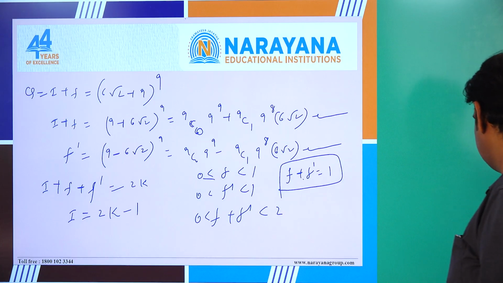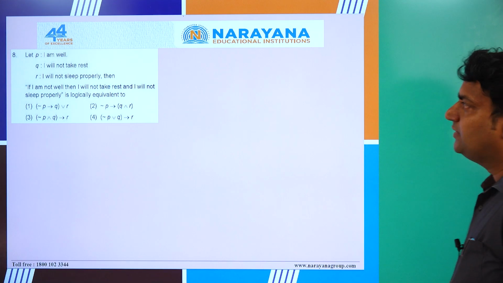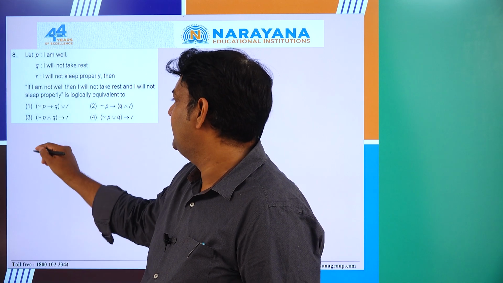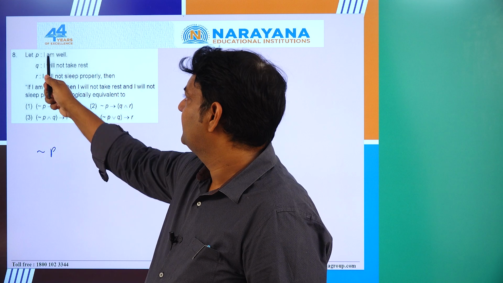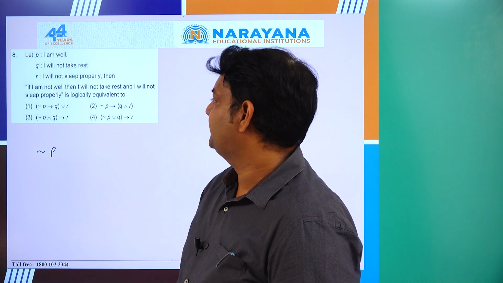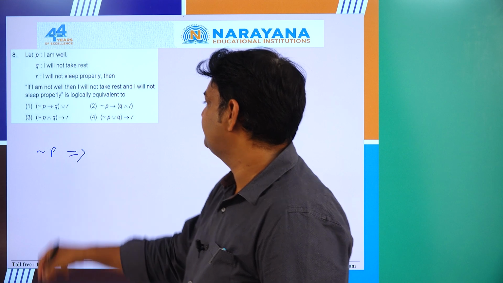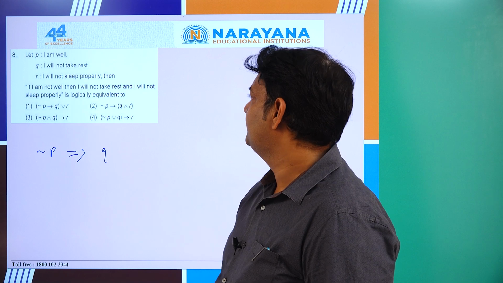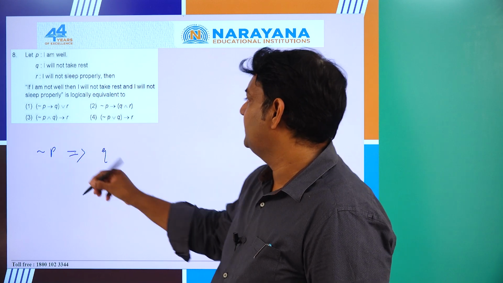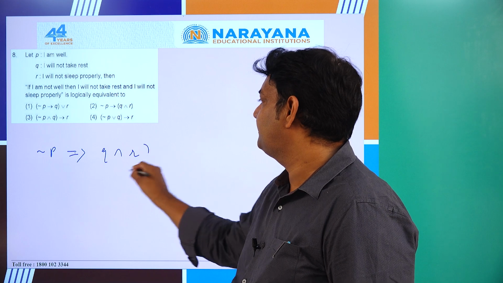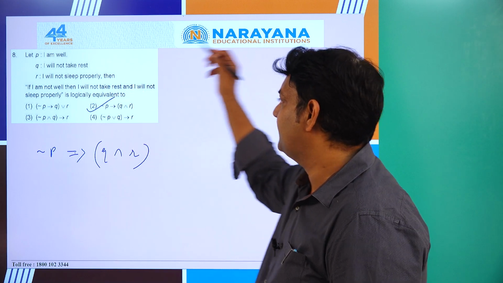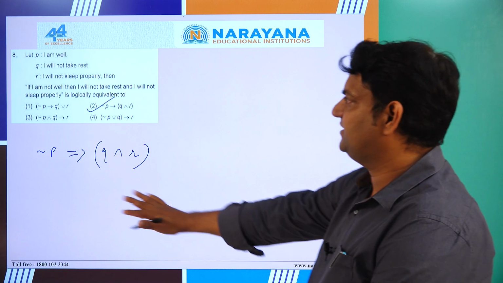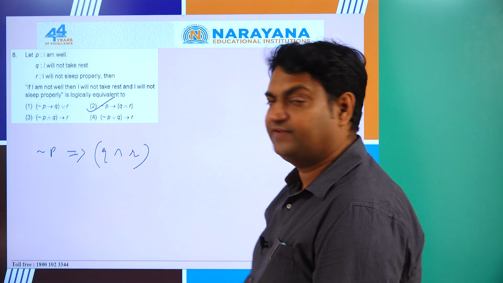Let us move to the next problem now. Just one step, I think. If I am not well, negation p. I am well, p. I am not well, negation p. Then this implies I will not take rest, q, and I will not sleep properly, r. So negation p implies q and r. One step problem. Okay, I hope you understand. Nothing more is there; the statements are given and we are just writing them.